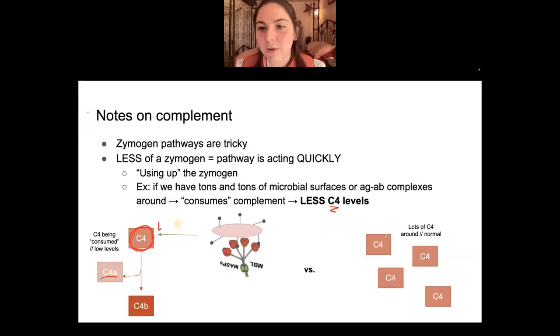So this is normal. We have tons of C4. Remember, the liver just makes zymogens. They're inactive, but it keeps making them until they're activated. That's why we have normal levels of C4. But if we activate this pathway and go through the pathway, we're consuming C4, so we're going to have very low levels of C4. I'm really emphasizing that because it's really easy to confuse. And again, this is going to come up with coagulation next year. It's the same exact concept. If you have less clotting factors, you're clotting.